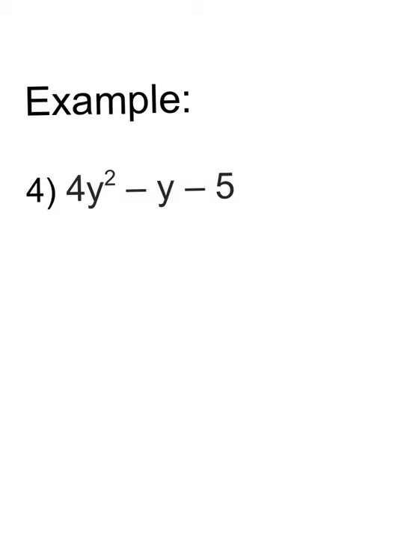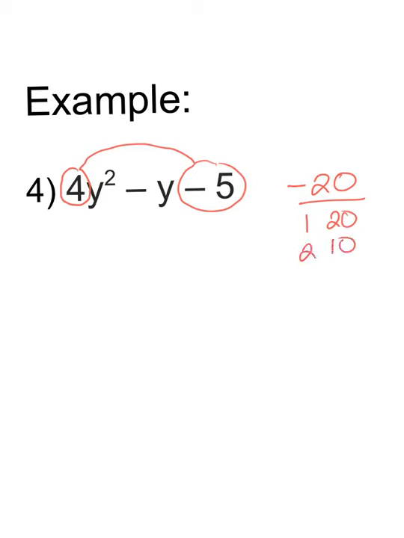Last one. Again, I see a number in front of my squared term, so I'm going to do 4 times negative 5. I get negative 20. I'm going to list the factors of 20. 1 and 20, 2, 10. 3 does not go into 20. 4 and 5. My next term would be 5. It's already on the list.